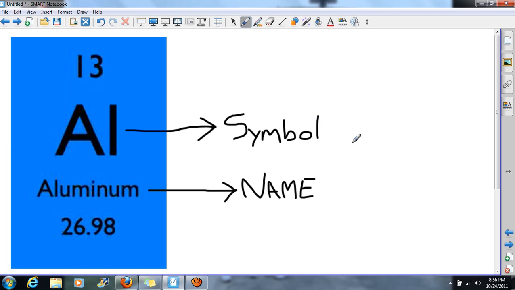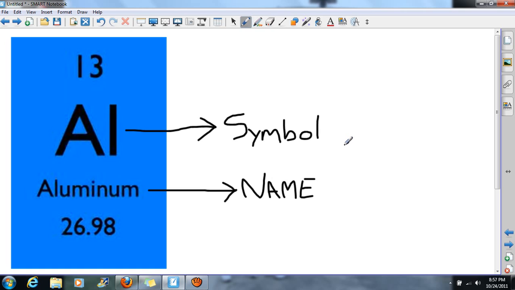All elements have a symbol. Not all symbols necessarily have the same letters that go along with the name of the element, and that's because a lot of the elements are named after their Latin names, and so the Latin name given them is not the same as we use in English, and so some of the symbols will be different. But all symbols are written the same.